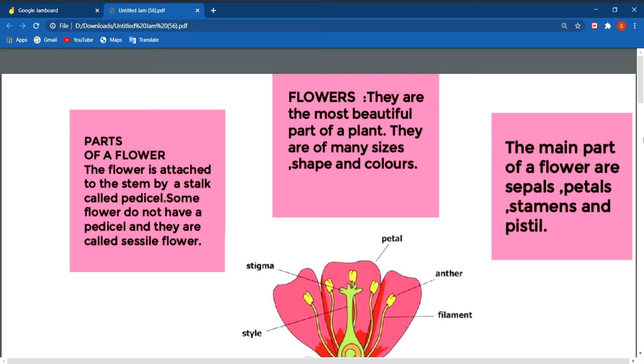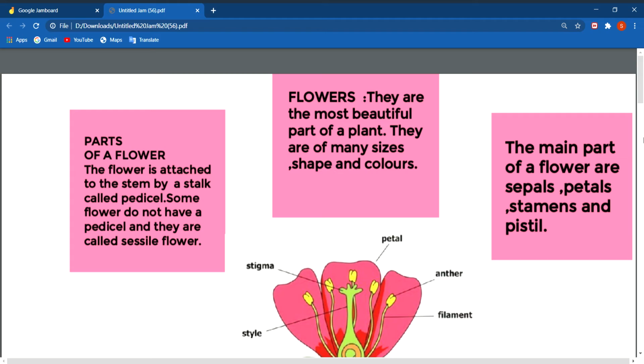There are some non-flowering plants also, like mosses, conifers, pines, ferns. These are non-flowering plants. And flowering plants are like rose, bougainvillea, sunflower, mustard. Vegetables are also flowering plants. So now we shall discuss the parts of the flower.